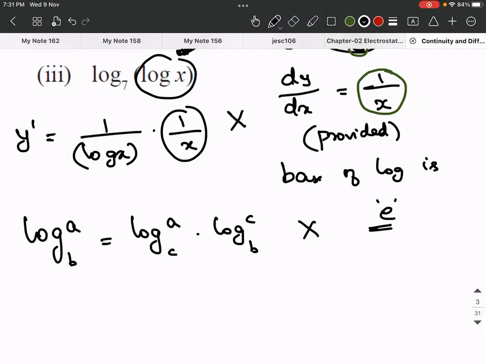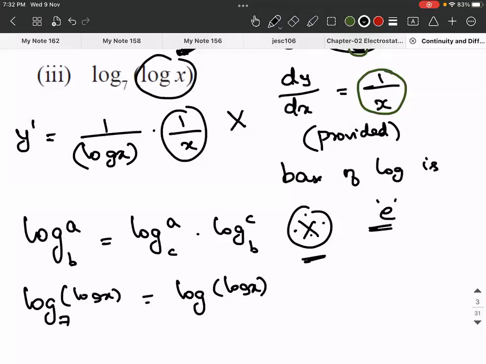Write it down. It is a very, very, very important point. Please make a note of it. You should write it as log a base c into log c base b. Meaning, in this question, this log of log x base 7 is there. My job is to convert it into an expression with log and base e. So what I will do is I'll write this as log of log x base e into log e base 7. Is it making sense? Connect this and see if you're able to understand.